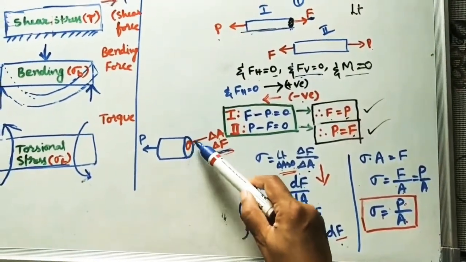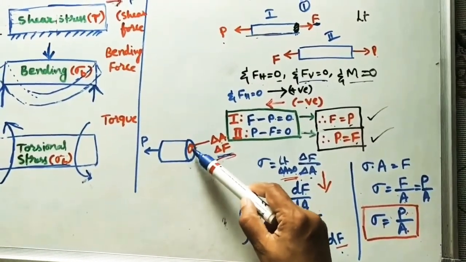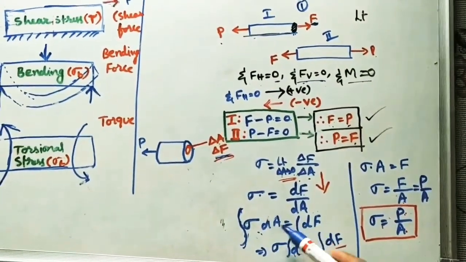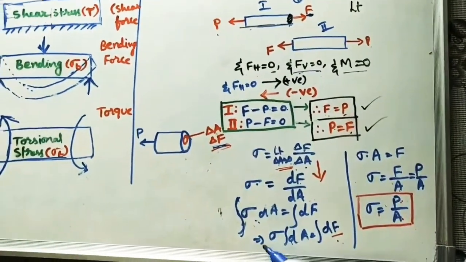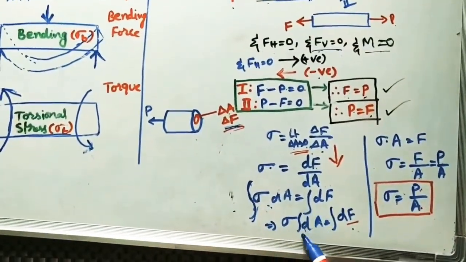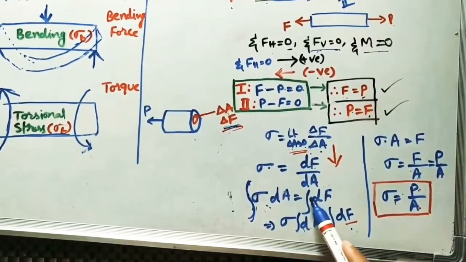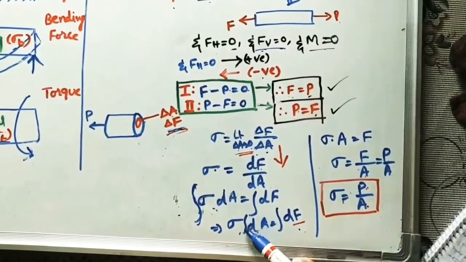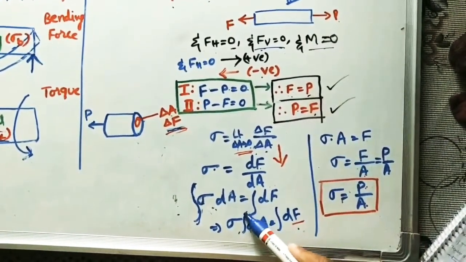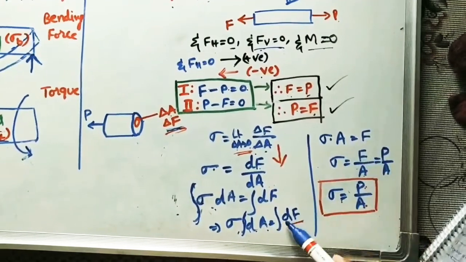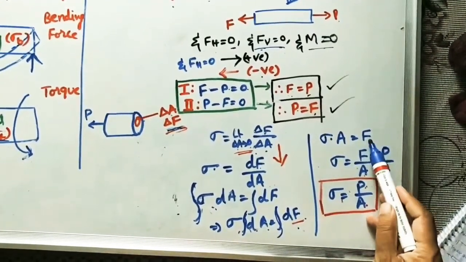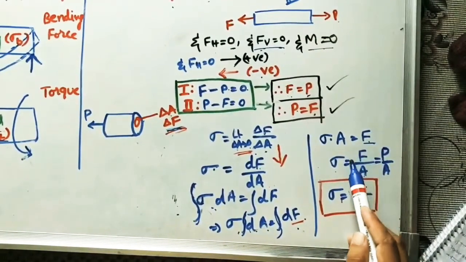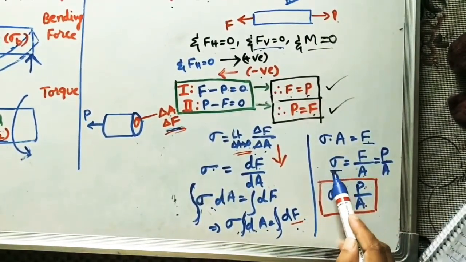Instead of this limit, we can write like this. For the entire area, since I am taking a small area, we have to take the integral at both sides. Integral means sum of all the areas. Integral dA means the entire area, and integral dF means total F. So instead of this, we can write sigma is equal to F by A. This is called the stress formula.